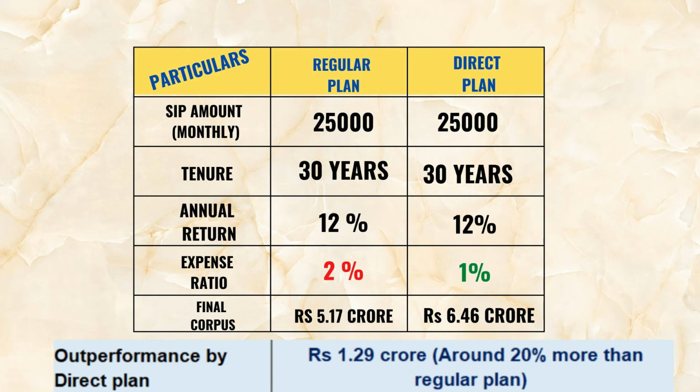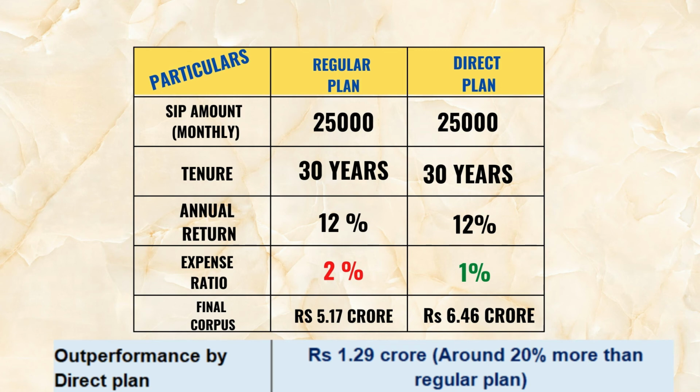And in this example, you can see that in the final corpus, the amount we will get in the regular plan is 5.17 crore, whereas the amount we will get in the direct plan at the end of 30 years is 6.46 crores. So overall, we can say that the outperformance by the direct plan is 1.29 crore, which is around 20% more than the regular plan. So that is why the commissions in your mutual fund plan should be as low as possible in order to get better returns.